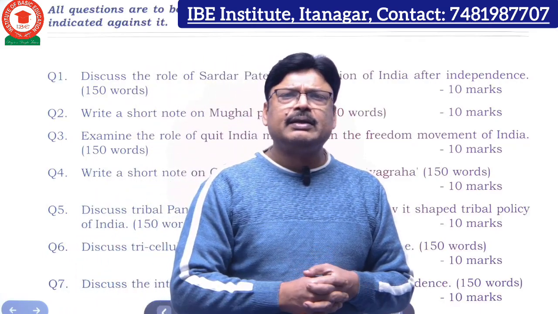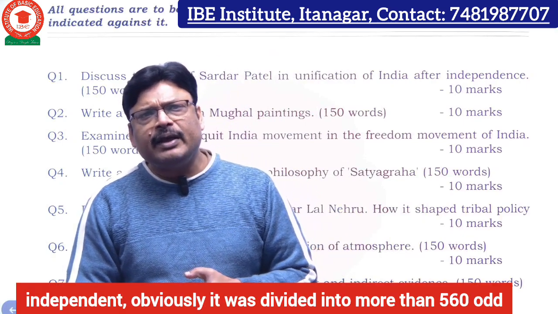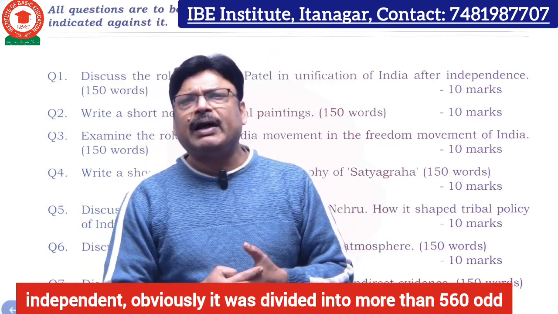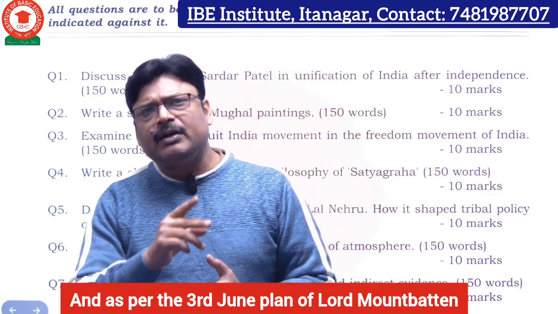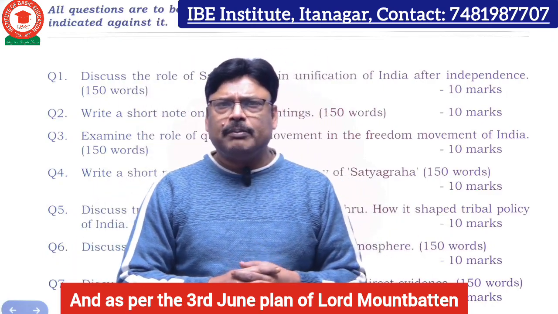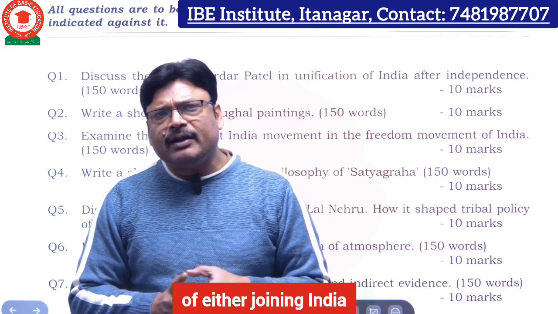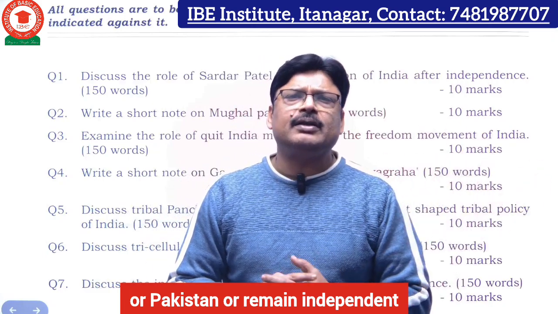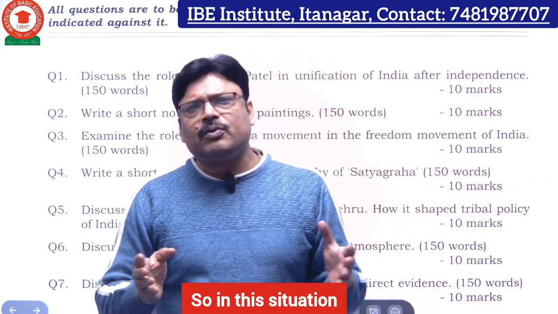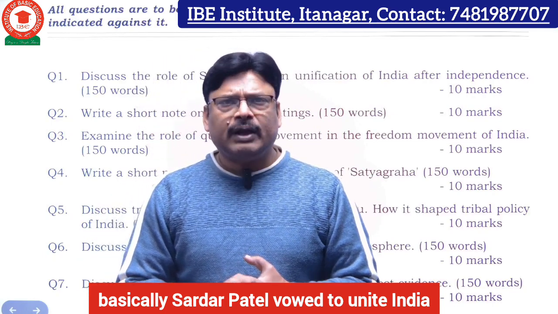Like, you have to write that when India became independent, obviously it was divided into more than 560 odd princely states. And as per the 3rd June plan of Lord Mountbatten, these princely states were given the choice of either joining India or Pakistan or remaining independent. So in this situation, basically, Sardar Patel vowed to unite India.